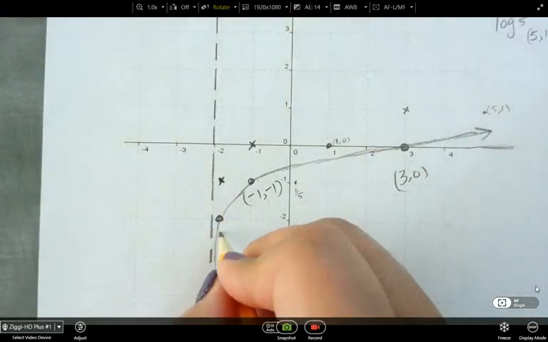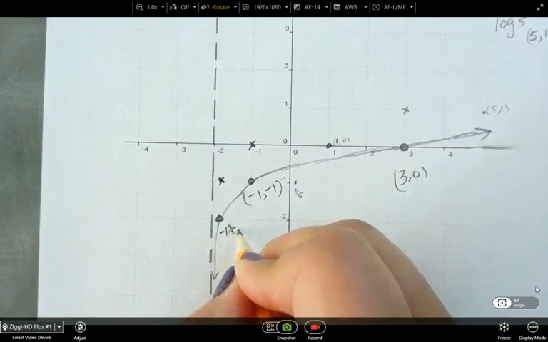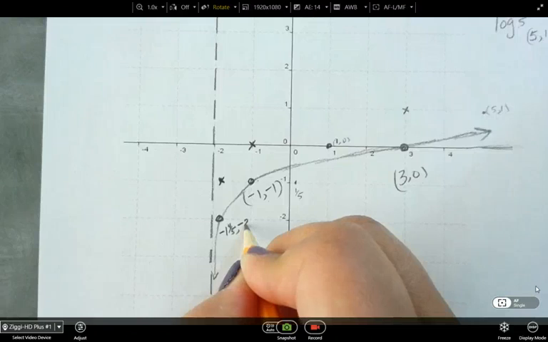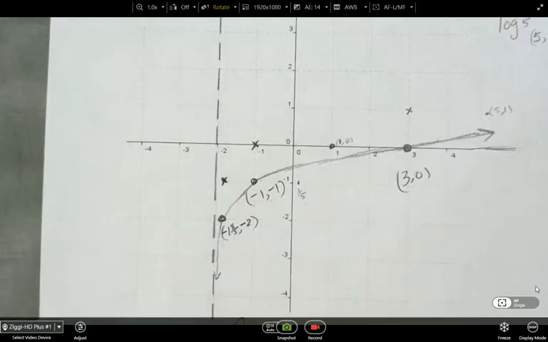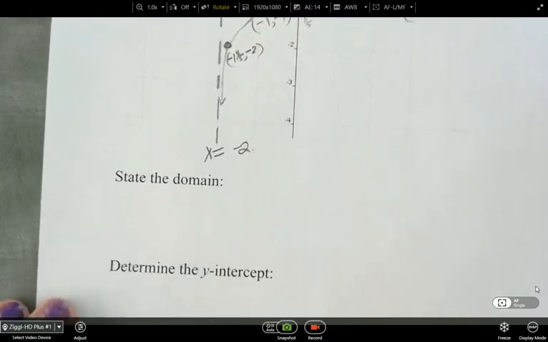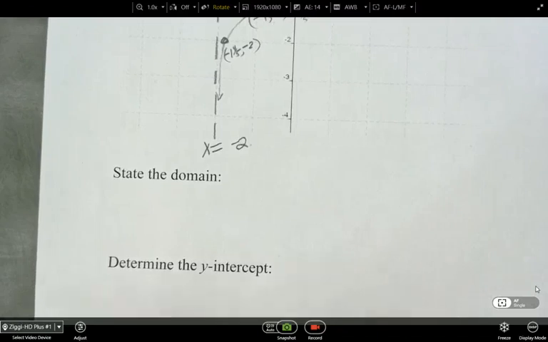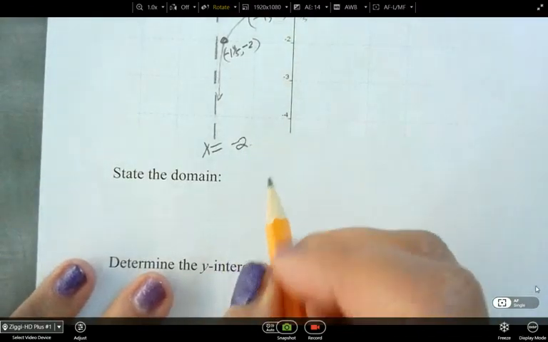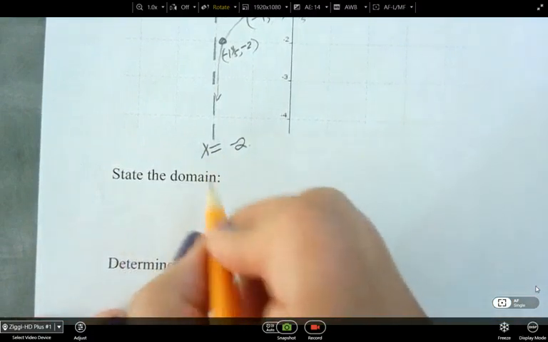-1 and 4/5, -1 and 4/5, and -2. Okay, beauty. So next we have to state the domain, and we have to determine the y-intercept. Okay, so now the domain for this is, what are the x values that are allowed here?